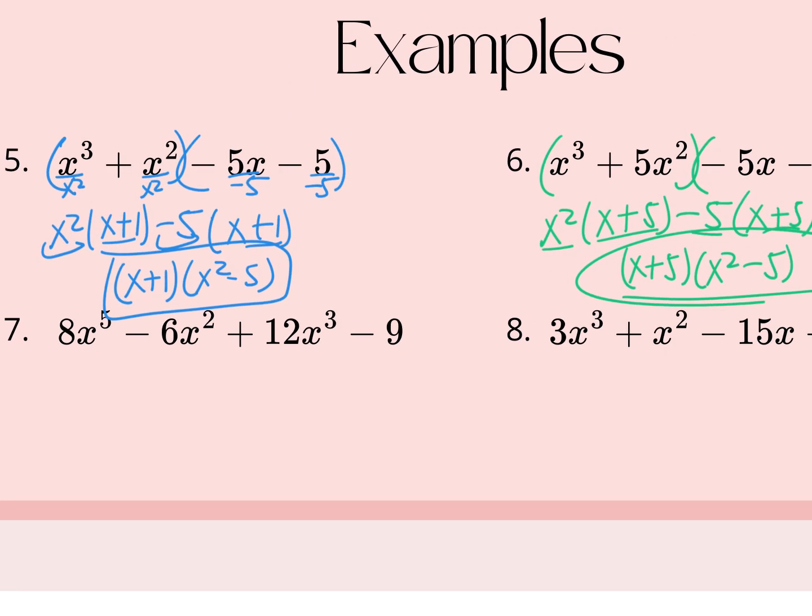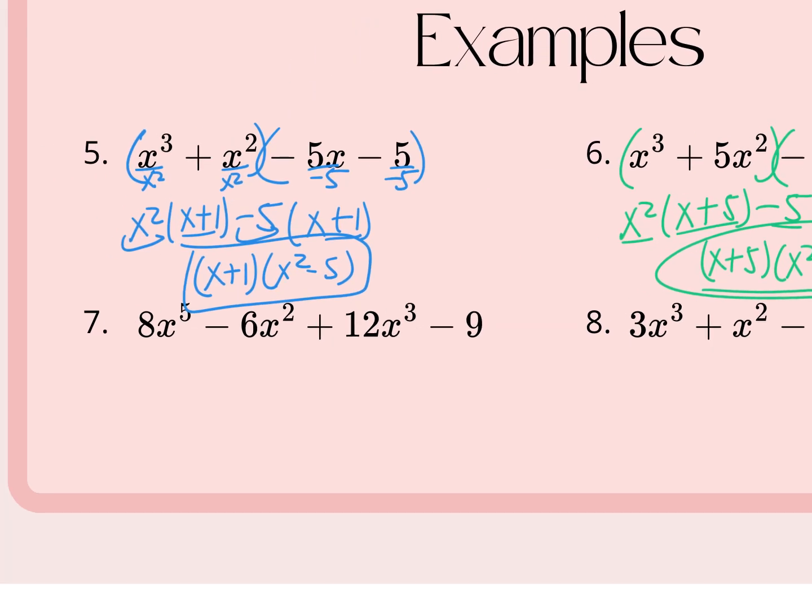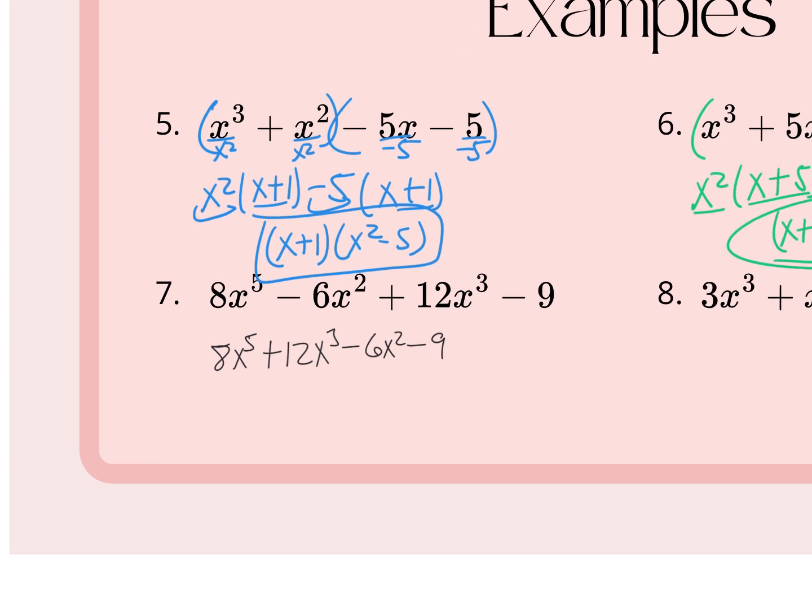All right, the next problem. What I like to do, you don't have to do it for this problem, it works either way, but just to get into the habit of writing your polynomials in standard form, just because down the line it's easier to factor when your polynomials are in standard form, so I'm going to write it in standard form, right? Decreasing exponent order. Once you do this, you can factor by grouping.